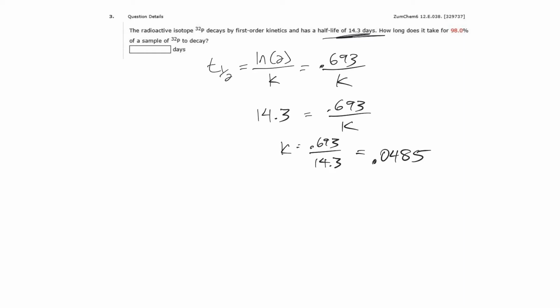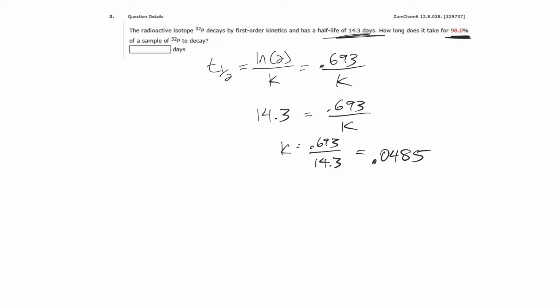Next, they're asking us a question about how long it takes for 98% of a sample of phosphorus 32 to decay. Notice that they don't give us the initial concentration, and they don't give us a concentration at the time that they want us to find. But they give us the percentage, and that percentage will enable us to find the mathematical relationship between the initial concentration and the concentration at the time that we're interested in finding.